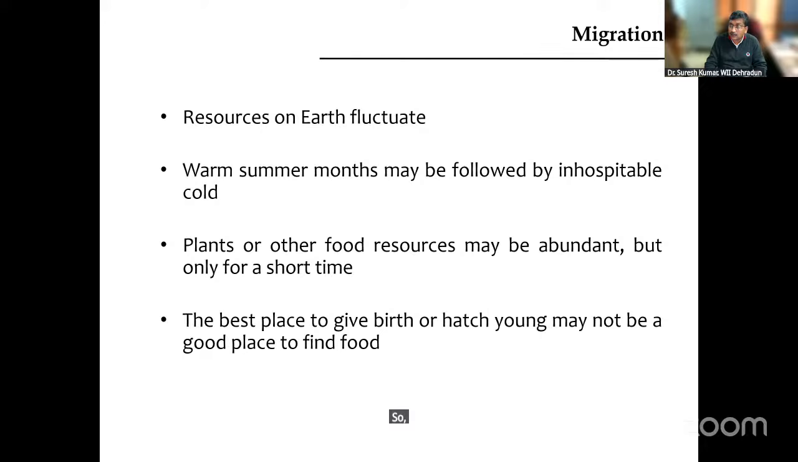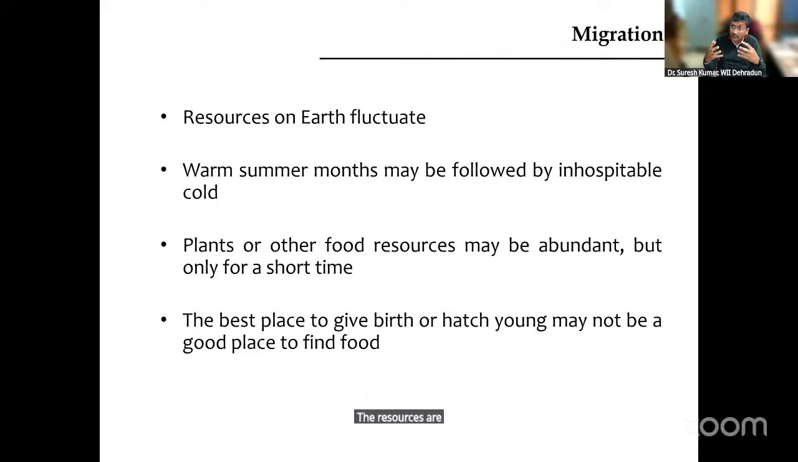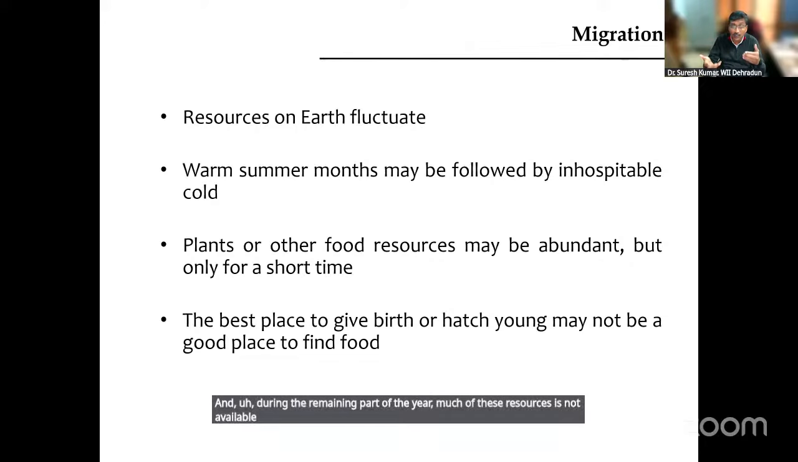So when we talk about moving to the right kind of places, the basic story here is that the resources on Earth fluctuate. It is not the same through the year. It's only in the tropics where the resources are constant. Whereas in the polar regions or the northern latitudes, as well as in the southern latitudes, lower down in the latitudes, the resources are in abundance during a certain time of the year. And during the remaining part of the year, much of these resources is not available or it is not there.